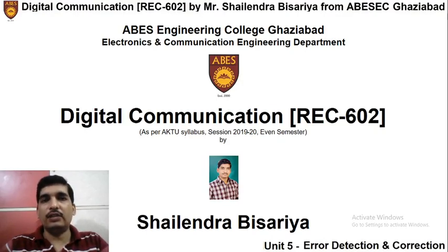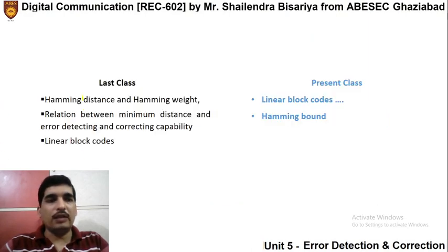In the last class of digital communication, we started unit 5. We were discussing Hamming distance, Hamming weight, the relation between minimum distance and error detection and correction capability, and just in brief about the linear block code. So today we will continue further about linear block codes, and we will also discuss the Hamming bound condition.